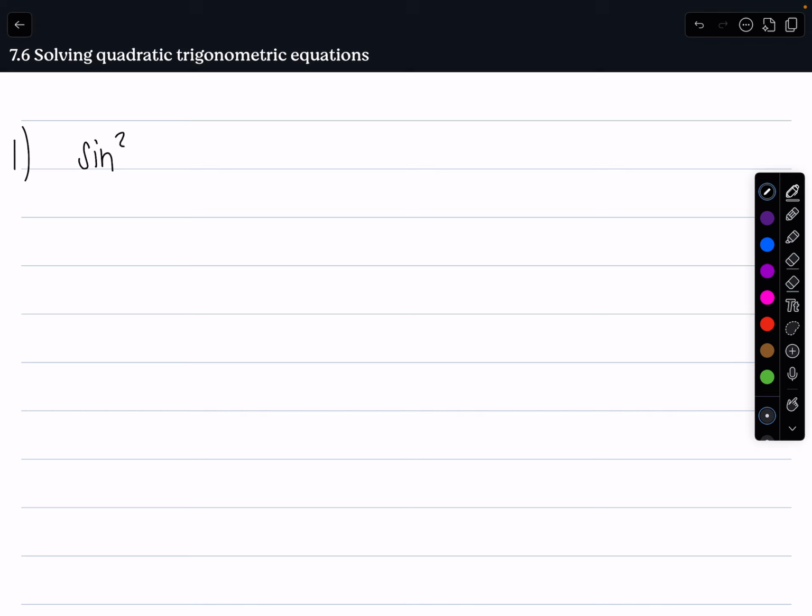Sine squared x minus 2 sine x minus 3 equals 0. So this is the equation, and what we're doing is we are solving for x, okay? The whole purpose of solving these equations is to solve for x. Now with trigonometric equations, they're going to actually give you an interval, and a lot of people get scared when they see this because they don't know what it means.